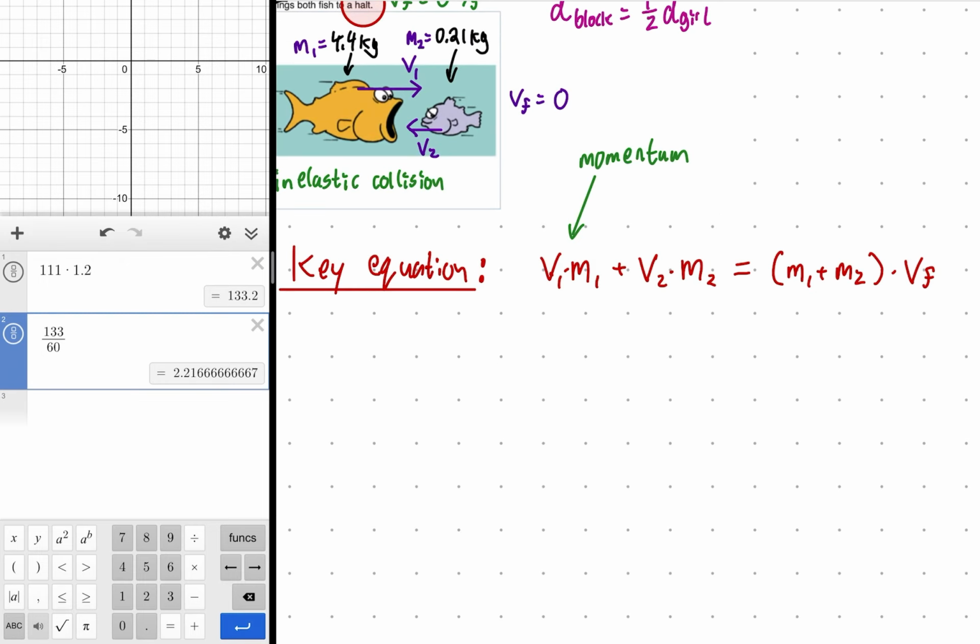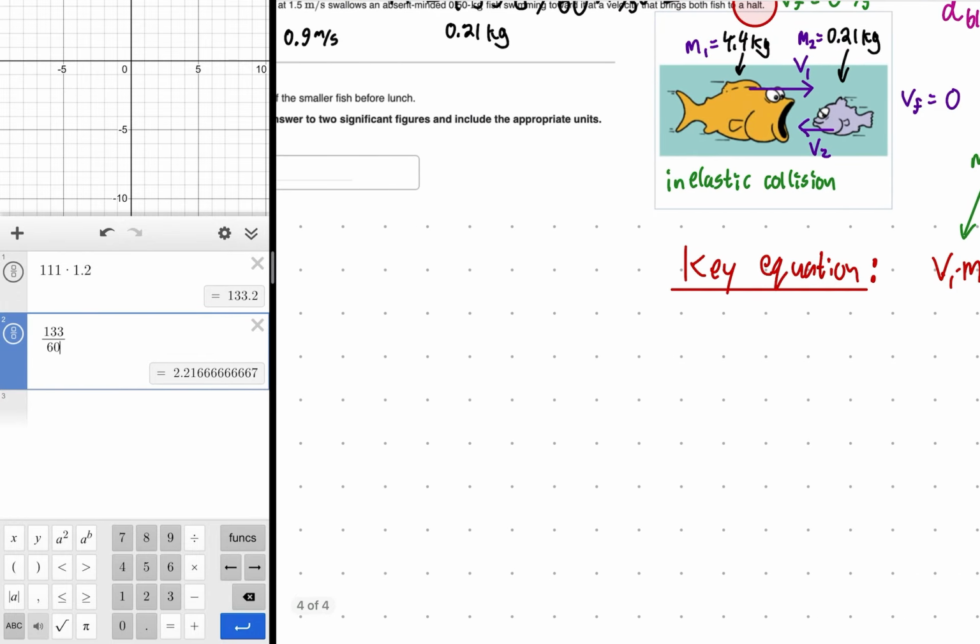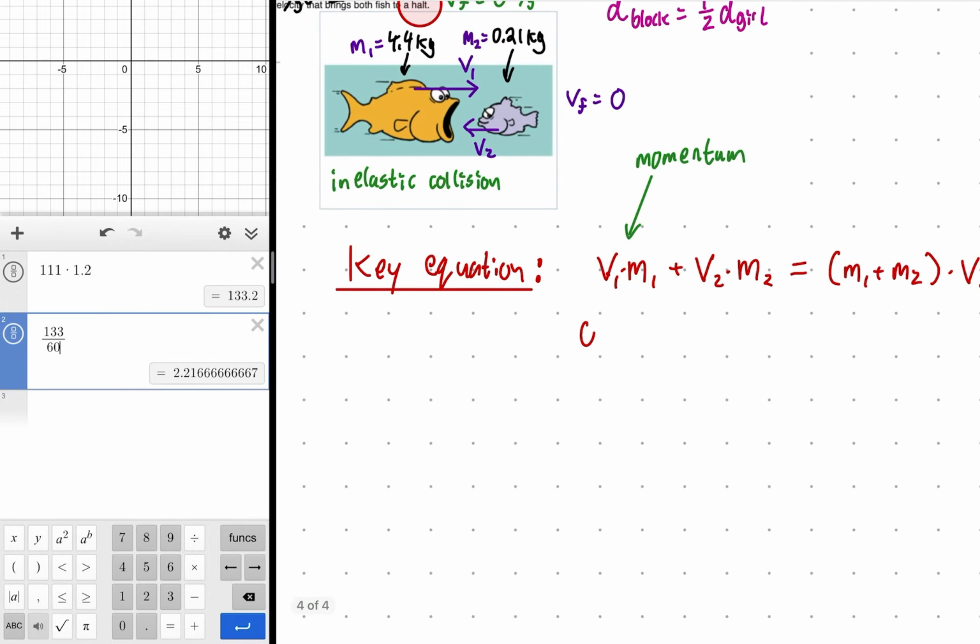Okay, so for V1, we have, it's over here, 0.9 meters per second. So 0.9 meters per second times 4.4 kilograms. So that's it for the big fish. Okay, now, for the small fish, should I have some negatives on it? Absolutely, because the small fish is moving in the opposite direction.